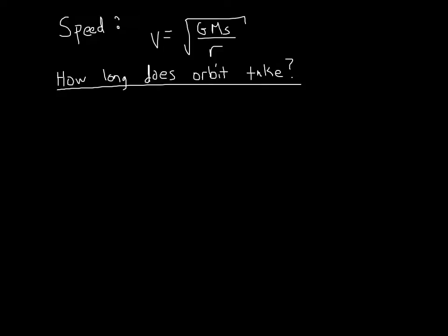So now that I know the speed of an orbit, what if I want to know how long an orbit takes? Usually we describe this with the letter T, and T is equal to the period.